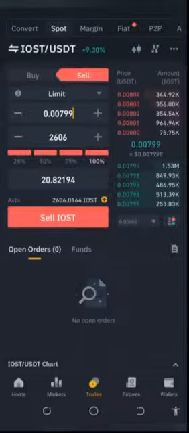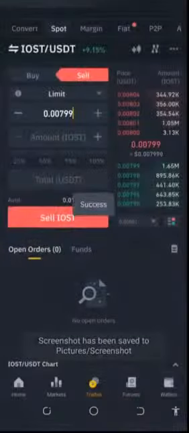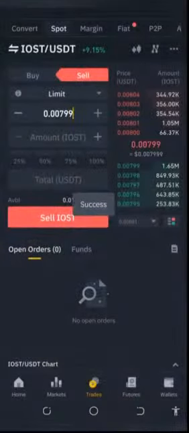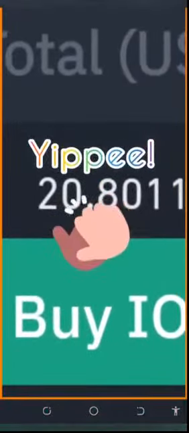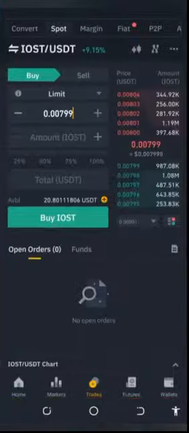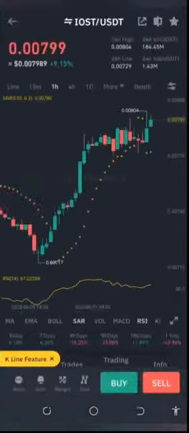And let's see if we can actually sell and see what we can get. Let me see. Wow, this is great. Let's go ahead and sell. Wow, did I get it sold? Did I get it sold? Yippee, we got it sold. Wow, what happened to IOST? It went all the way up. Look at it. Look at this.